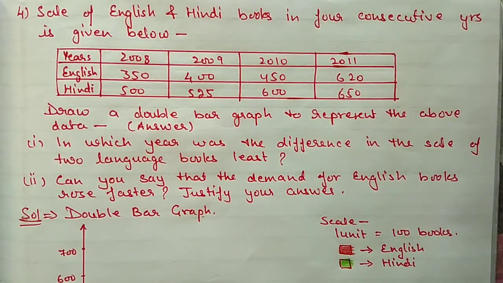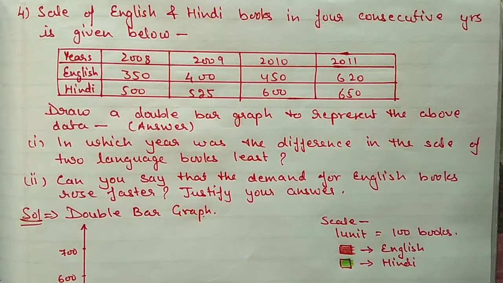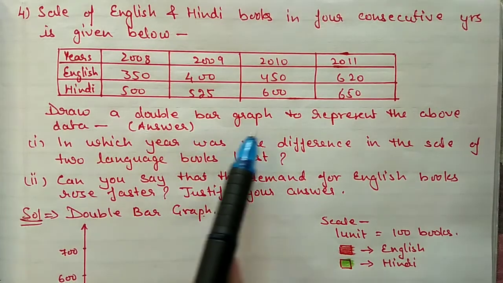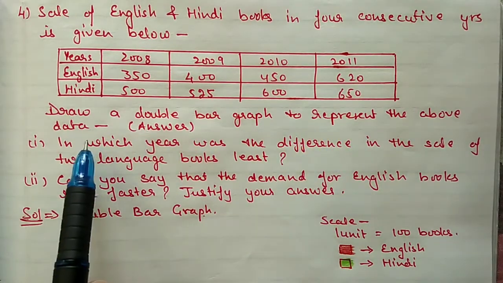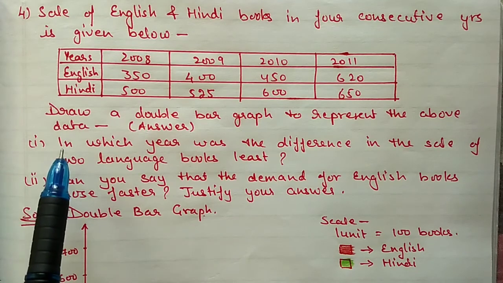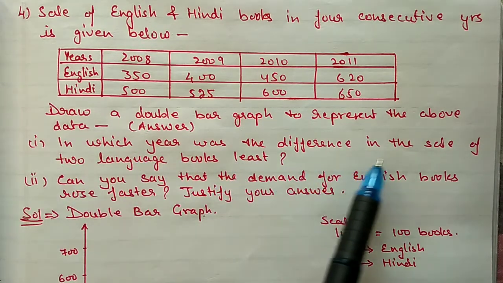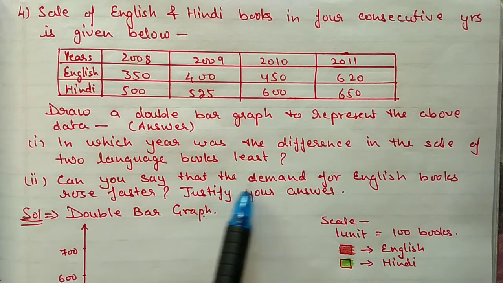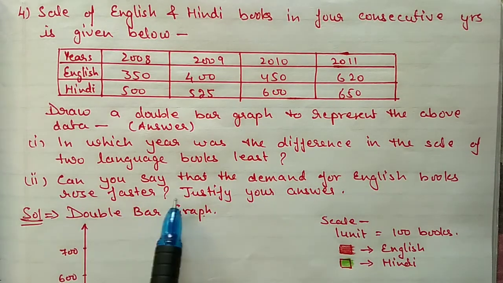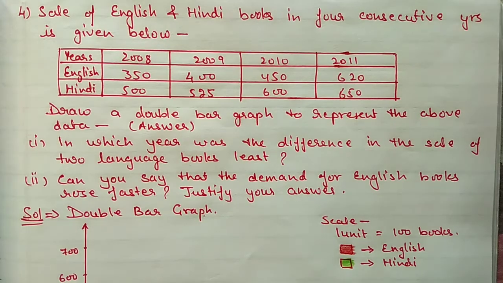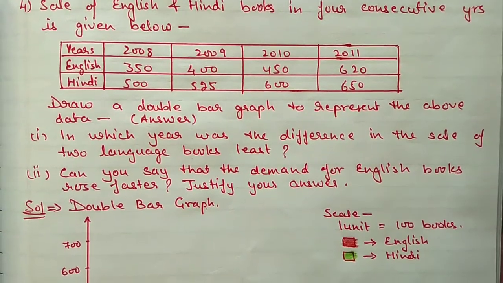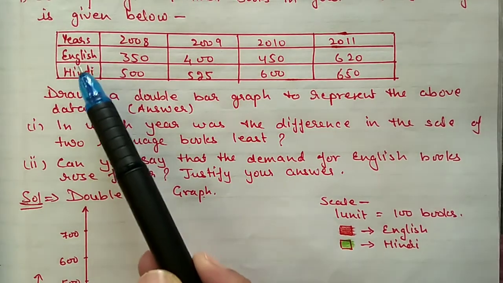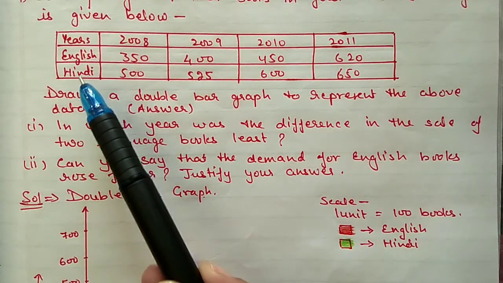Next question number 4. Sale of English and Hindi books in 4 consecutive years is given below. Draw a double bar graph to represent the above data, and we have to answer this question. In which year was the difference in the sale of 2 language books least, and can you say that the demand of English books rose faster? Justify your answer. So double graph means in one graph only we have to represent both. First we will represent for English and then we will represent for Hindi.